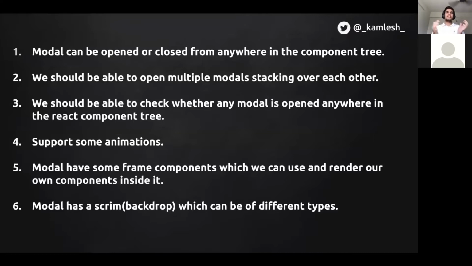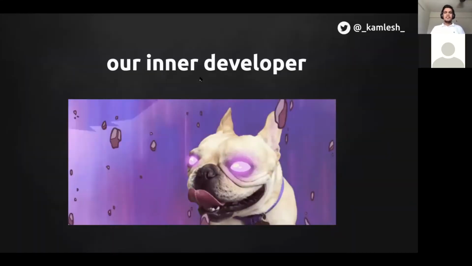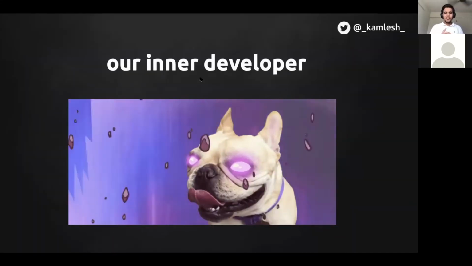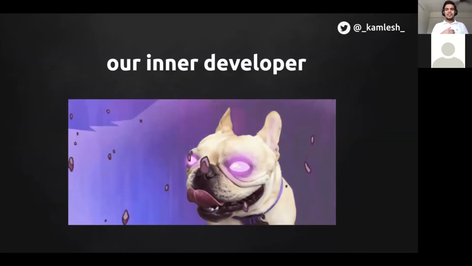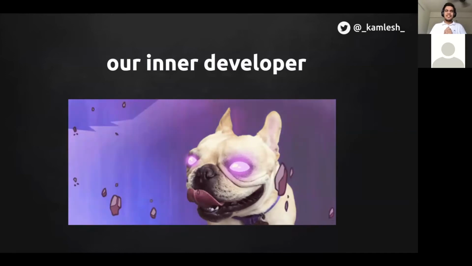It could be anything, I'm just taking an example over here. Assume that this is the spec that you get from your designer. A modal has a backdrop which can be of different types, like success, error, warning, or info, right? So the color of the screen can change. When you get such a spec, this is what we as developers have.